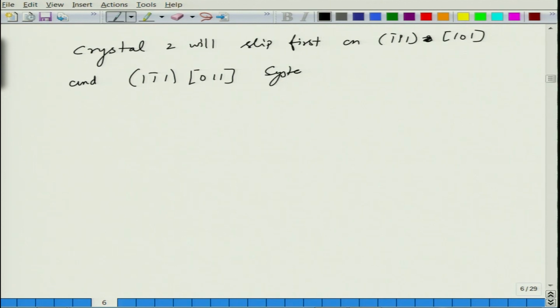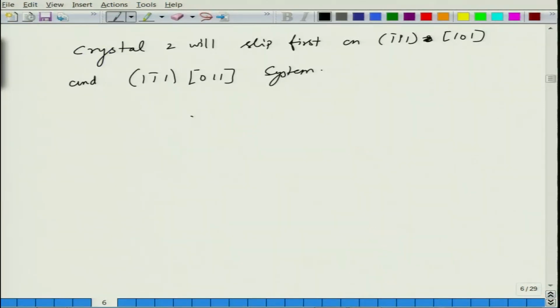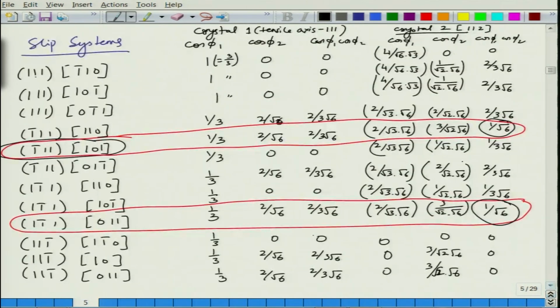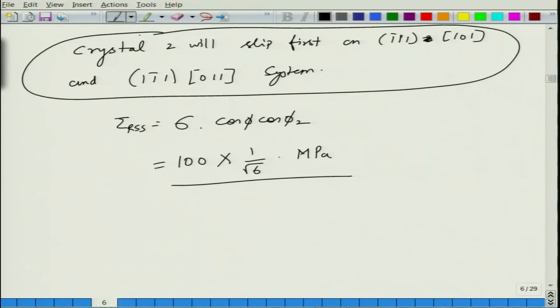systems, and that is because these show a higher value, because tau RSS will be equal to sigma into cos phi 1 cos phi 2. So, you can see that the stress will be equal to 100 MPa multiplied by 1 divided by root 6, 1 divided by square root 6 MPa. So, this will be the value of resolved shear stress for this particular slip system. All other slip systems will show 0 stress.